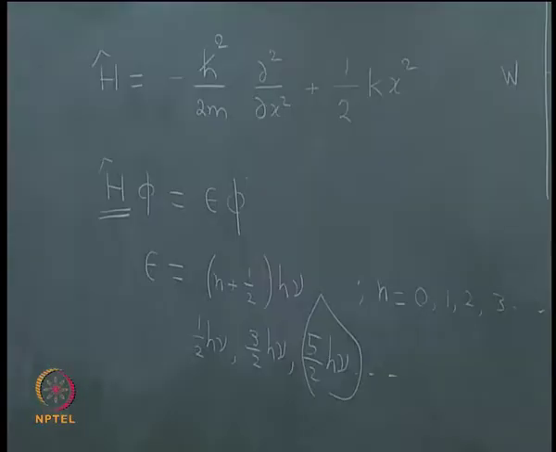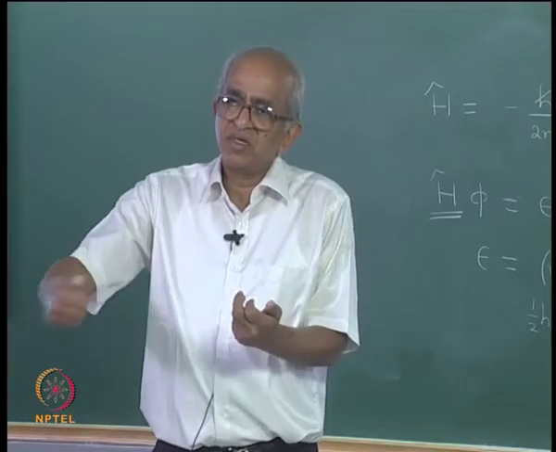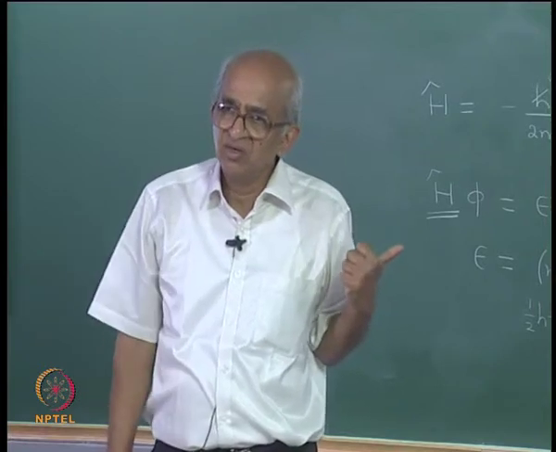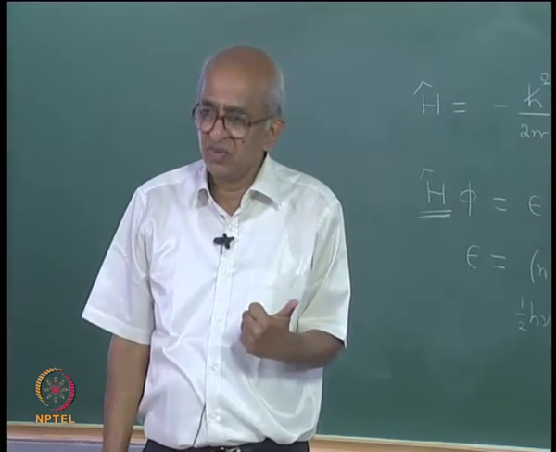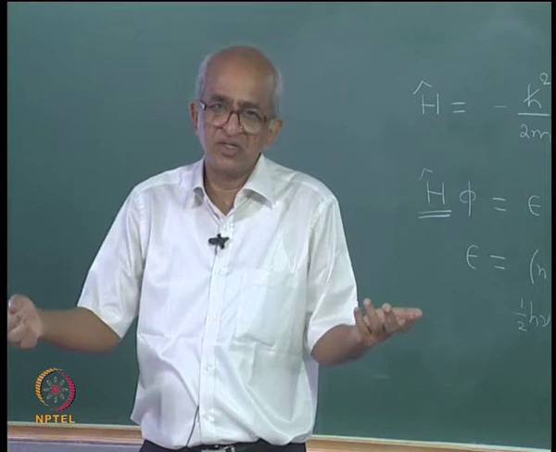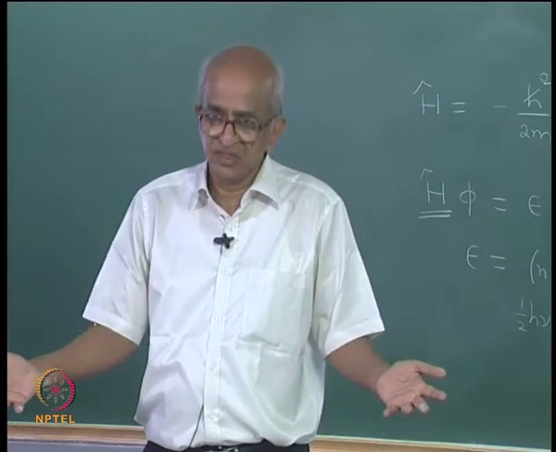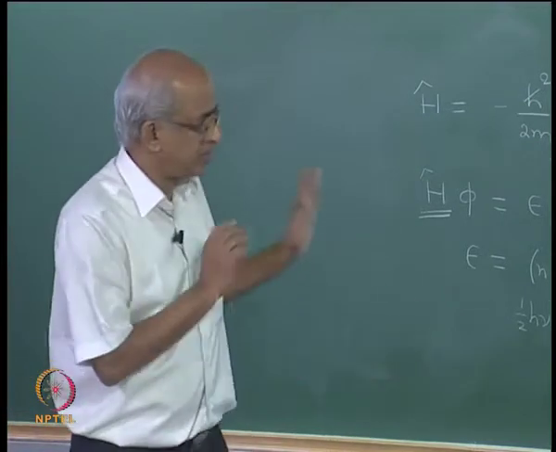Then you can make the measurement of energy any number of times, and the answer will always be pi by 2 h nu. And if the answer is always pi by 2 h nu, what about the average? The average also will be pi by 2 h nu. Okay, so that is what this means.